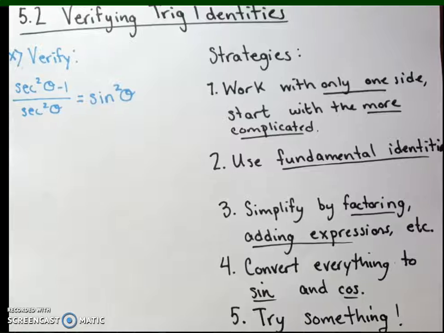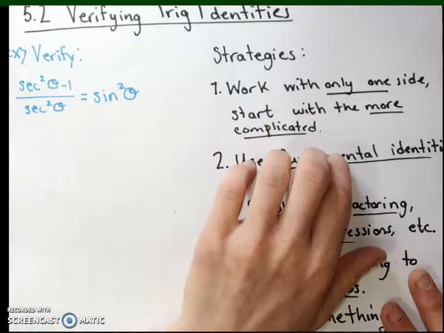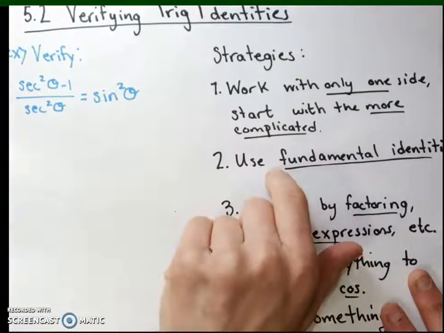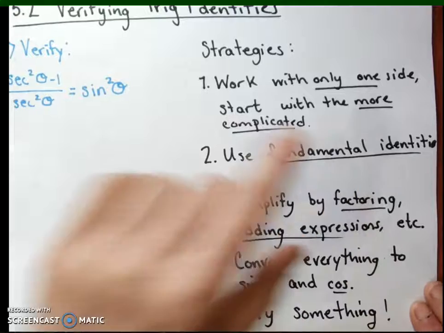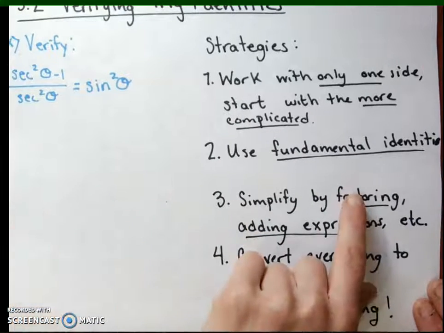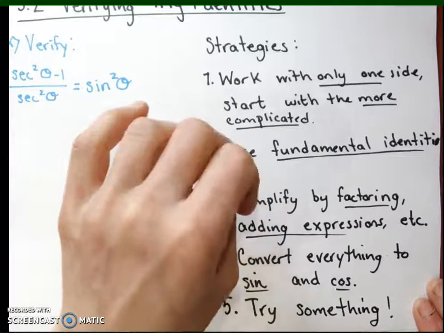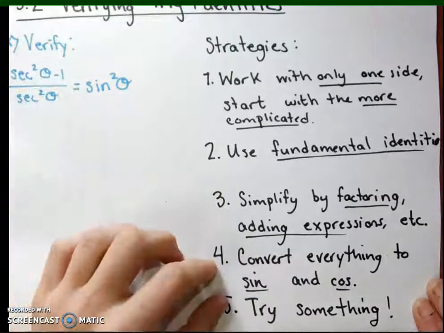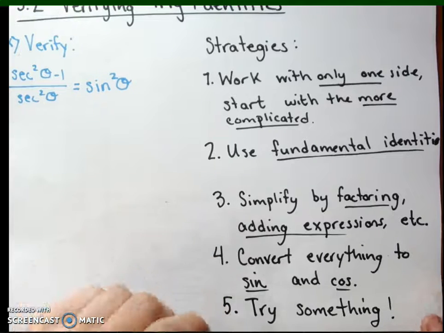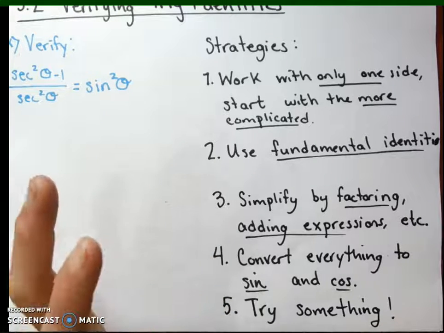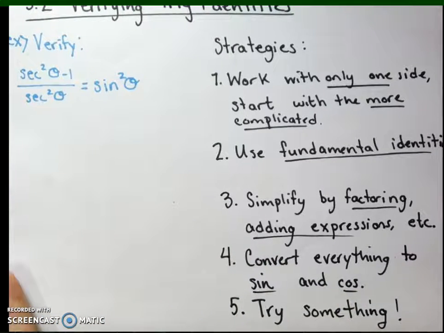One of the strategies that you might use when verifying a trig identity, like this one, is to work with one side at a time, and generally we start with the more complicated side. Then we're going to use our fundamental identities to simplify it more, and we might use strategies such as factoring, adding fractions, and others. If these first three things completely fail, then you can always convert everything to sine and cosine. That might make things a little bit easier. We'll do an example like that. But most importantly, you just need to try something. Anything. Just change it a little bit and maybe something will stand out to you that will actually work.